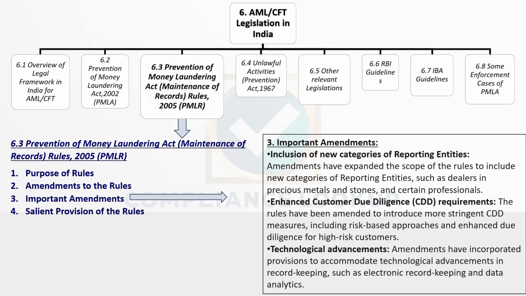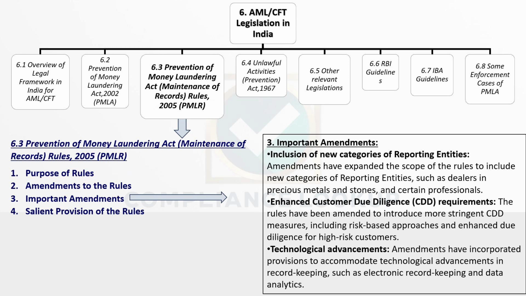3. Important amendments. Several key amendments have enhanced the effectiveness of the PMLR. A. Inclusion of new categories of reporting entities. Initially, the rules covered mainly banks and financial institutions. Over time, amendments brought in other sectors like dealers in precious metals and stones, casinos, and real estate agents. These businesses often handle large amounts of cash and can be used to launder money.